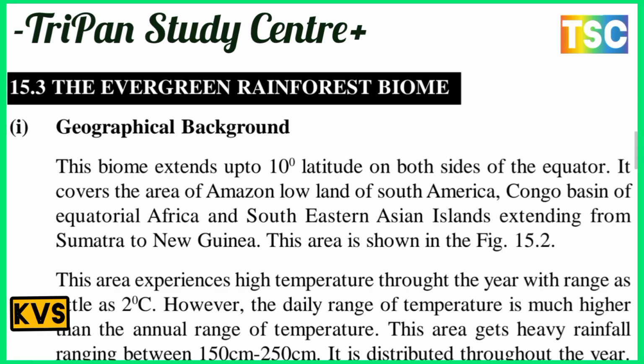The first point here, according to the evergreen rainforest biomes, is the geographical background. This biome extends up to 10 degrees latitude on both sides of the equator. It covers the Amazon lowland of South America, the Congo basin of equatorial Africa, and the Southeastern Asian islands extending from Sumatra to New Guinea. This area is shown in the figure.